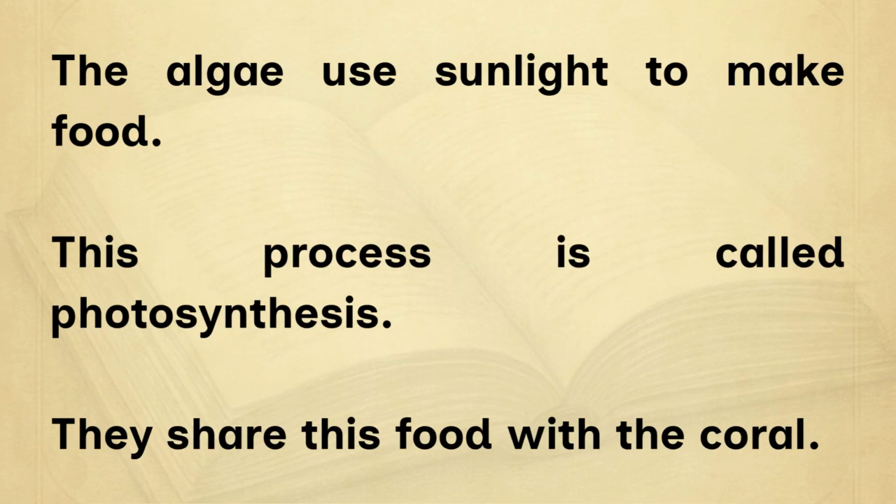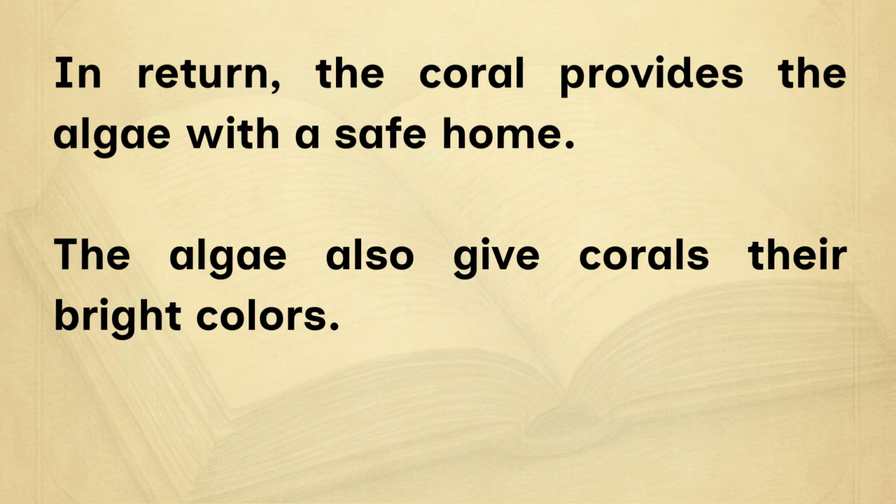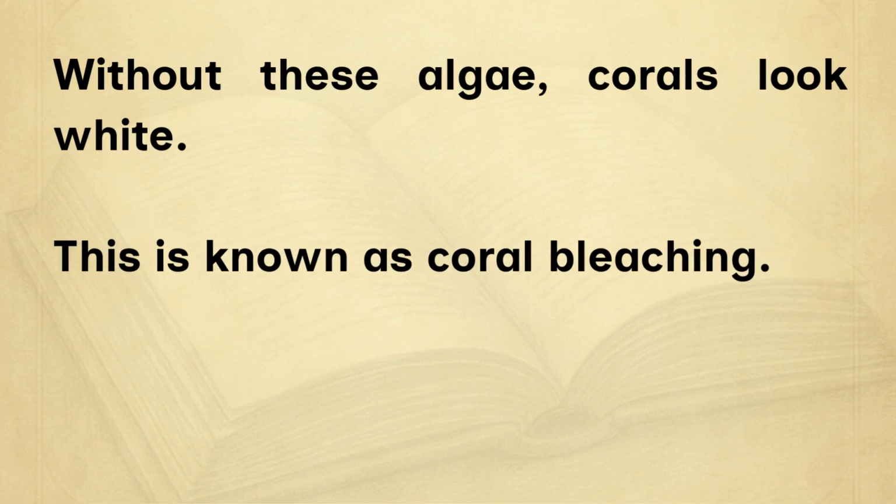The algae use sunlight to make food. This process is called photosynthesis. They share this food with the coral. In return, the coral provides the algae with a safe home. The algae also give corals their bright colors. Without these algae, corals look white. This is known as coral bleaching.